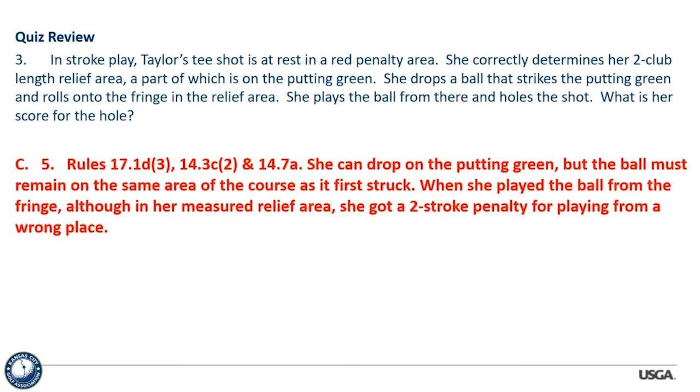So, for example here, she can drop a ball on the putting green, but the ball must remain on the same area of the course it first struck. When she played the ball from the fringe, although in the relief area that she measured, she got a two-stroke penalty for playing from a wrong place. So that ball must be played from the putting green when it first struck the putting green.